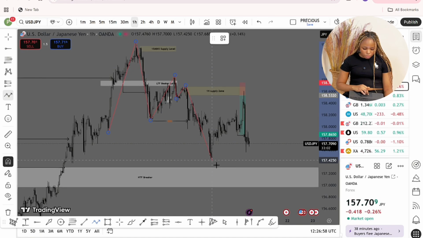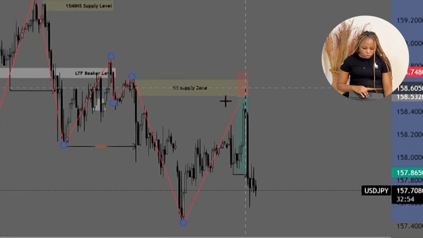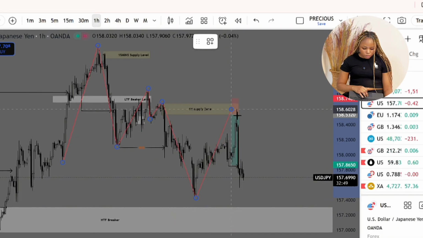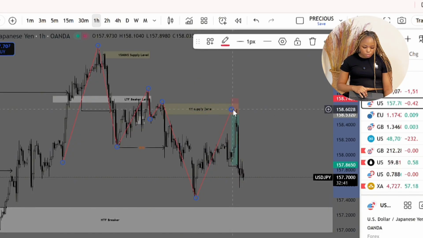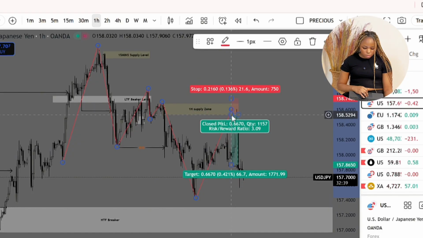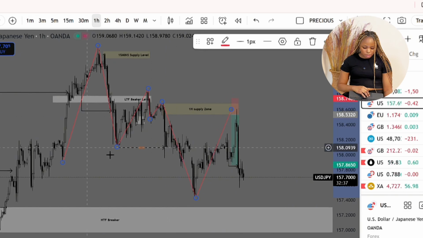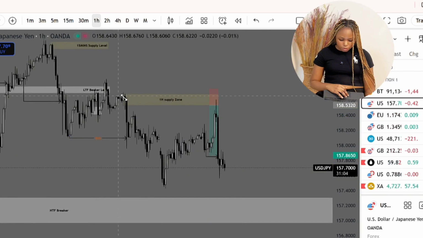So you can see our price came all the way here to mitigate this, and then moved all the way here, and then price respected our supply level here, and you can see it sold massively from there. So you can see I wrote 1 hour supply zone here. So it's very important to understand market structure. So this is exactly what happened here. So this is basically it.